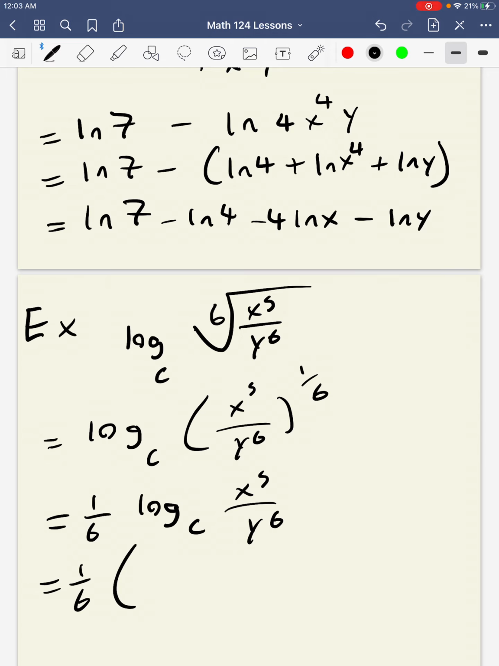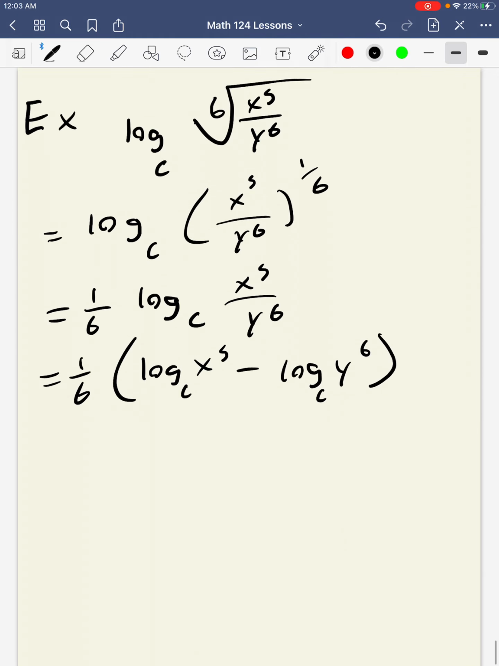Okay, now we use the division rule, and we do log of the top minus log of the bottom. And now we just do the exponent rule. Bring the exponents out front.